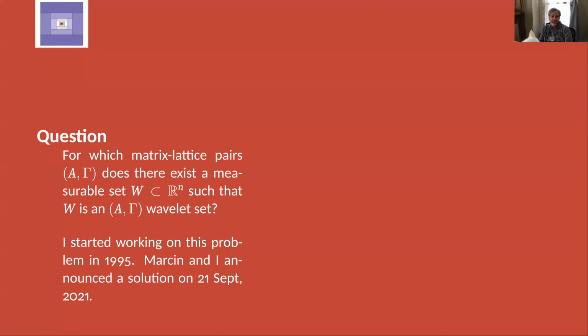Okay, so the question under consideration is: for which matrix lattice pairs does there exist a wavelet set? That's the question. It's easy to state. That's what has been keeping me busy for more than 25 years. Like I said, I started working on this in '95, and Martin and I announced on arXiv on the 21st of September a solution. So I hope you'll indulge me a little bit. I'm pretty excited about this, a problem I've been working on for more than 25 years. You can imagine that I'm excited to finally announce a solution.